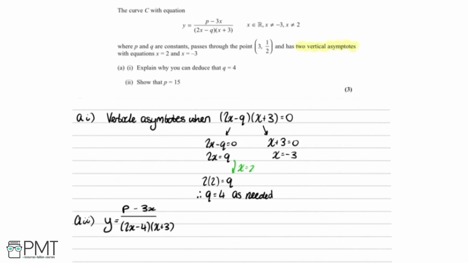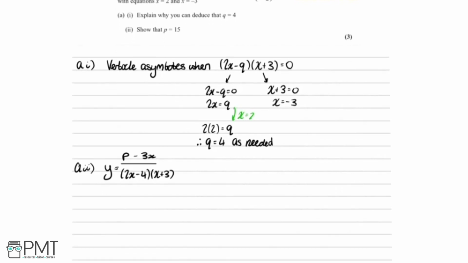Now, a key bit of information in the question is that the curve C passes through the point x equals 3 and y equals a half. So I'm going to sub x equals 3 and y equals a half into the equation of curve C. Doing that, we get a half equals (p minus 3 multiplied by 3) all over (2 multiplied by 3 minus 4) multiplied by (3 plus 3).